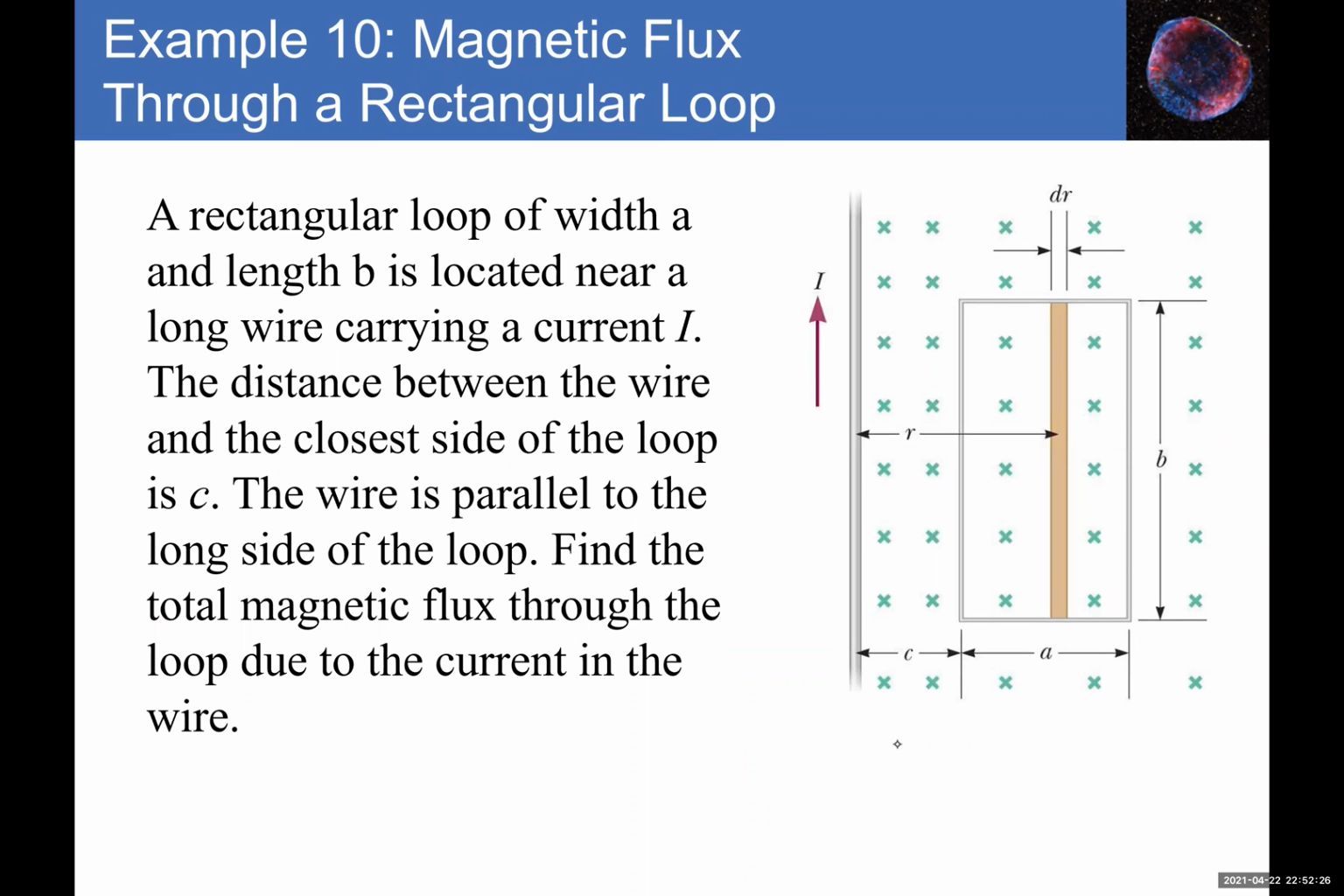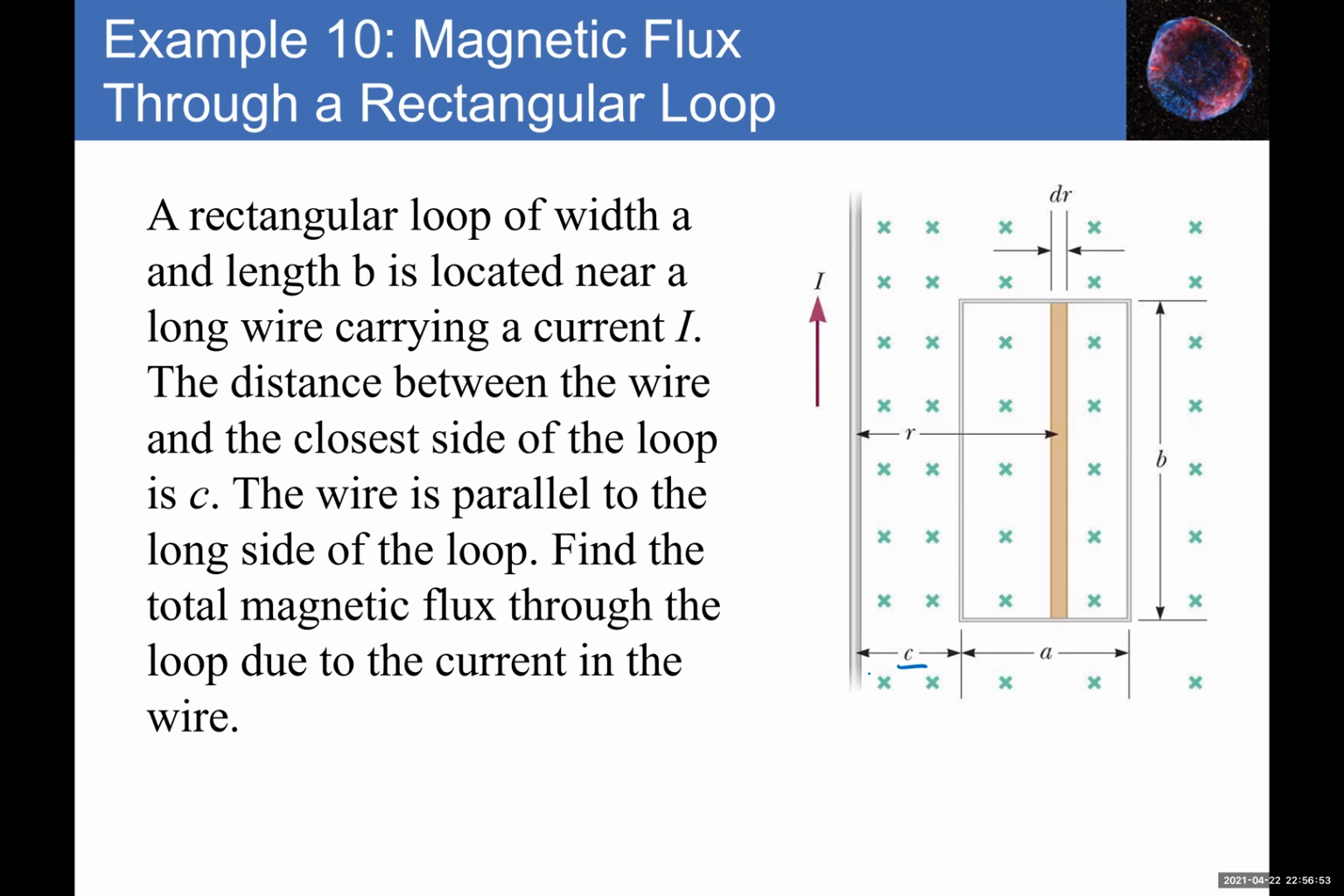All right, so let's look at an example here. We have a rectangular loop of width A and length B, and this rectangular loop is near a long wire carrying a current I. The distance between the wire and the closest side of the loop is given as distance C. So the wire is parallel to the long side of the loop, and we want to find the total magnetic flux through the loop due to the current in the wire.